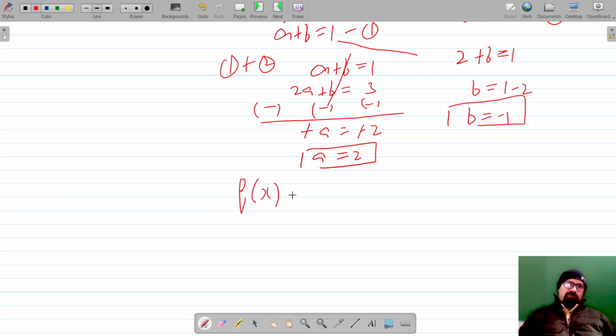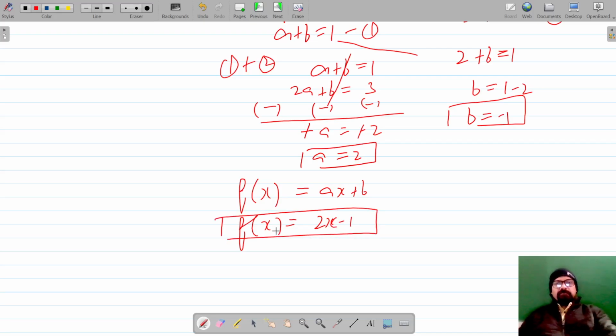So let's replace the values of a and b in the function. The function was f of x is equal to ax plus b. Now we have got the value of a is 2 and b is negative 1, so 2x minus 1 is the function. So this is the function.